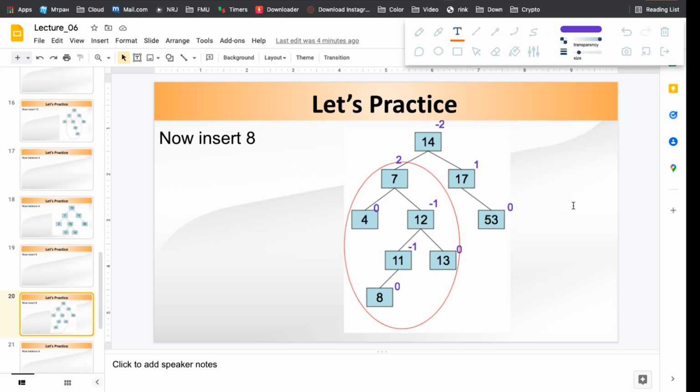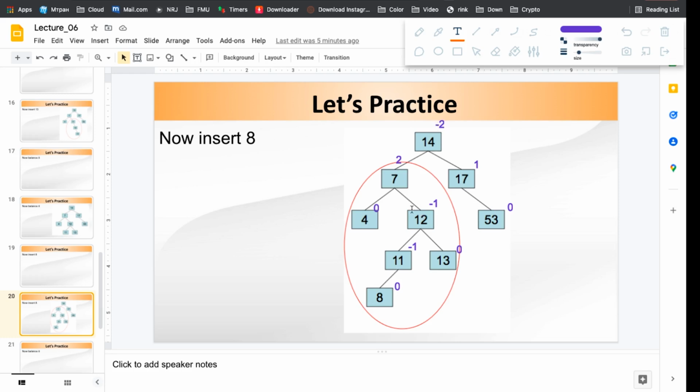Okay, so we need to balance it. We need to find the node which has the unbalanced factor. It's going to be 7. Now let me double check. Hold on. So 0, 0, negative 1. Here it's also negative 1. 1 minus 2. Here the height of this subtree is 1, 2, 3, so that's 2. And for this one it's 1, 2 minus 1, 2, 3, 4. Negative 2. Yeah, right.